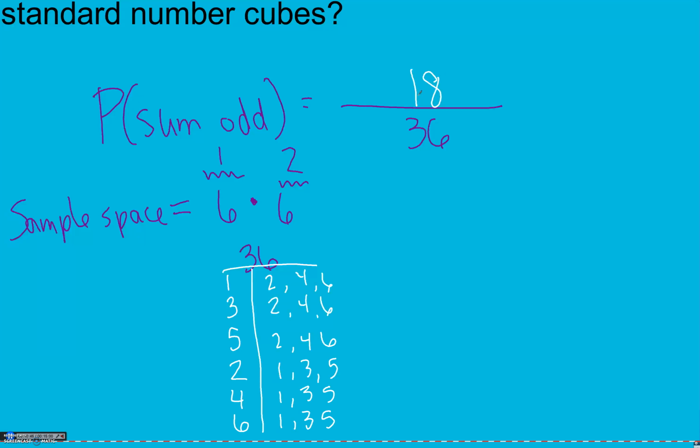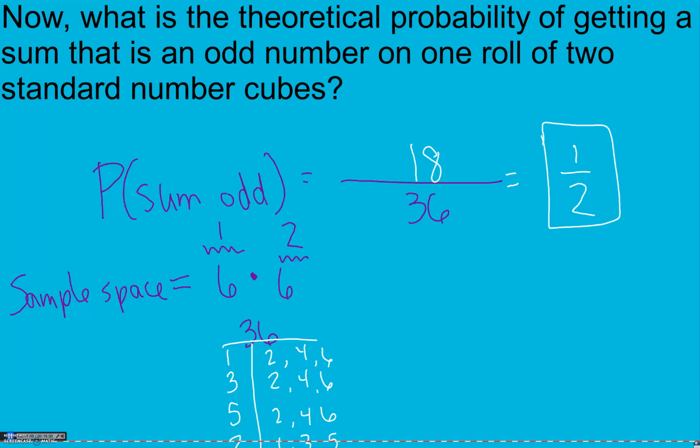Okay, which makes sense. If half the numbers are odd and half are even, then half the time we're going to get one odd and one even, the probability of each event, which is going to be 1/2. So the probability that our sum will be odd is 1 out of 2. And that is all for this first video.